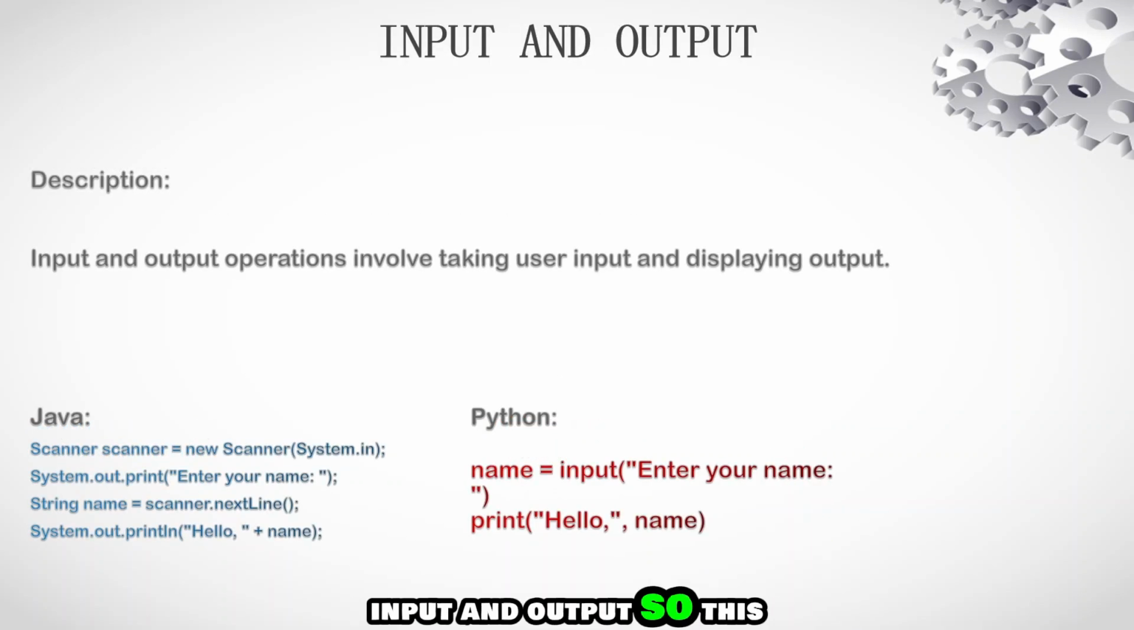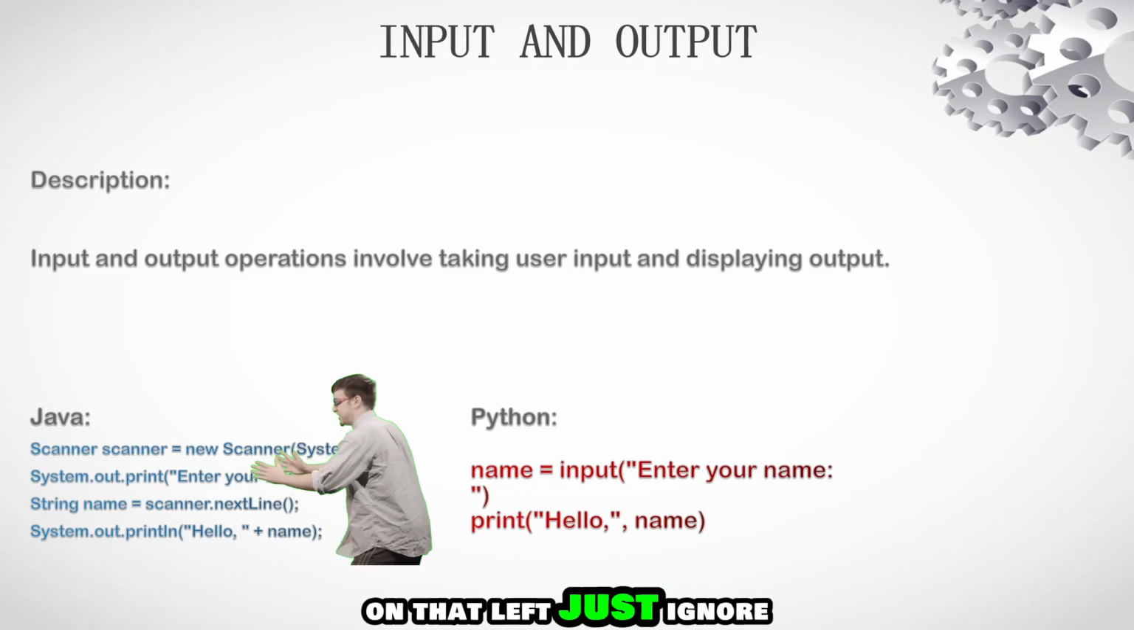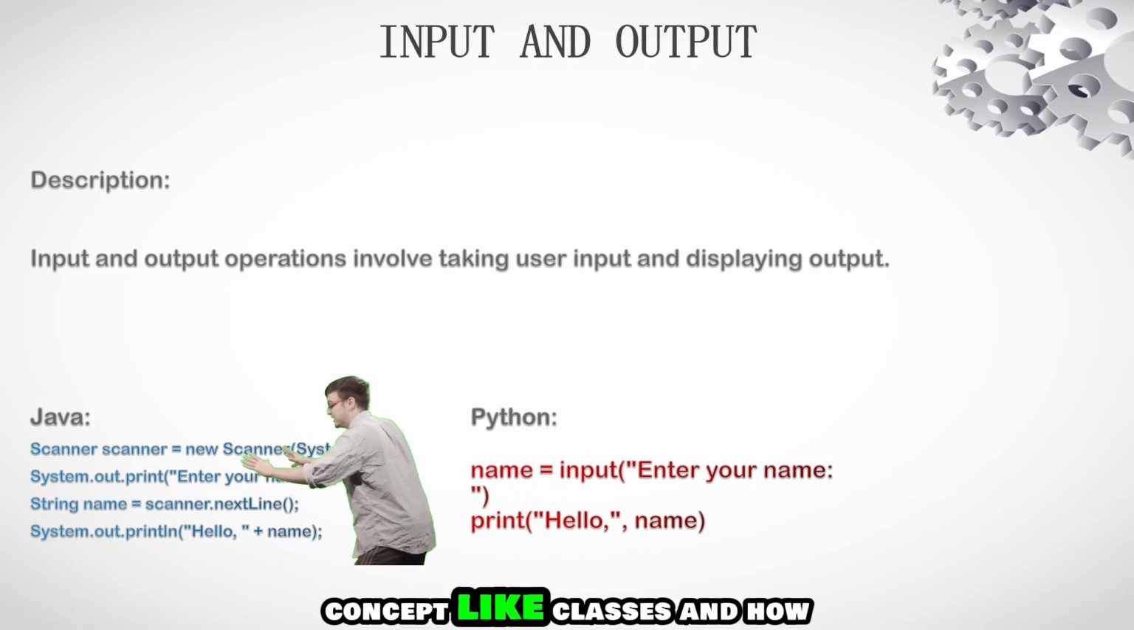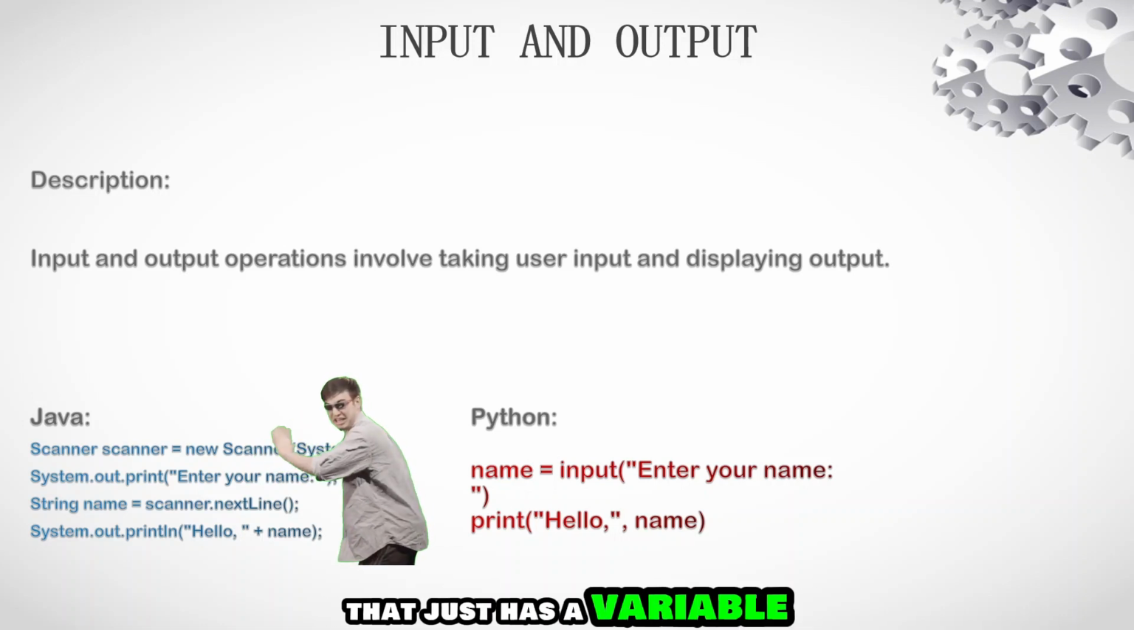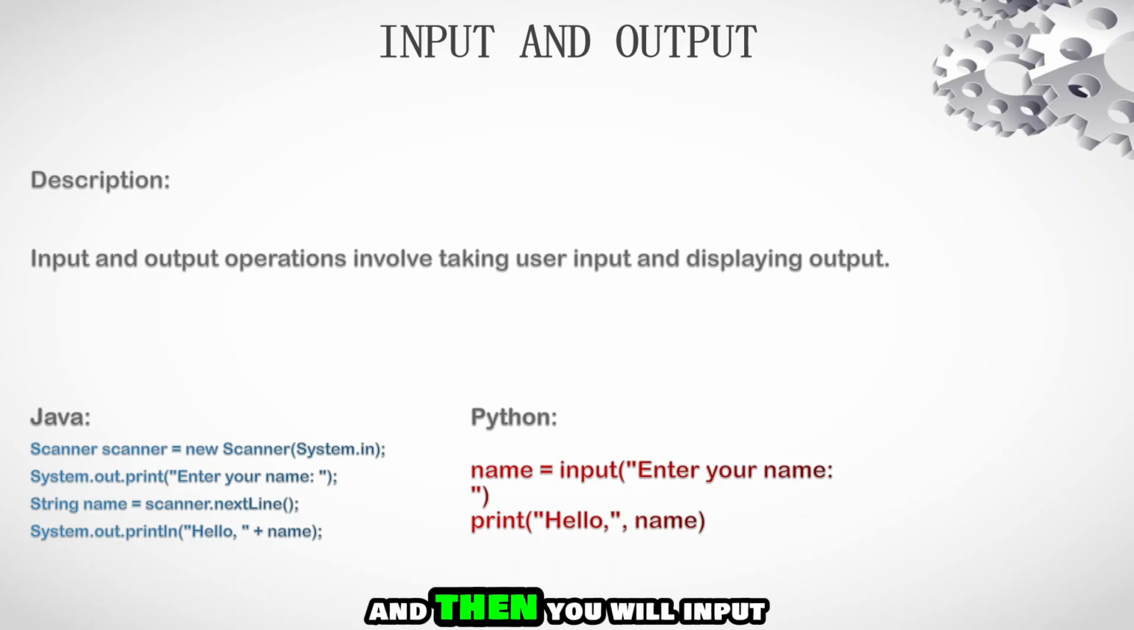Input and output. So this is very straightforward. You might get scared looking at the Java code on that left. Just ignore it. It has a lot of concepts like classes and how it works. But have a look at the Python code that just has a variable and you're saying input, and then you will input something. So maybe I input my name there, and then it will print out hello Wasim or hello Walid or whatever. So that's output. So you give input, you tell the programming language to take user input, and then with using it or without using it.